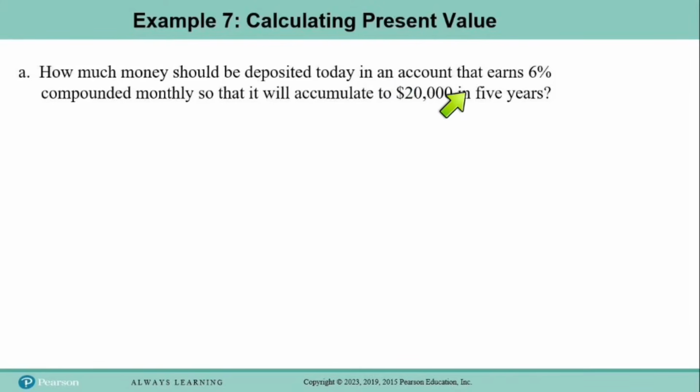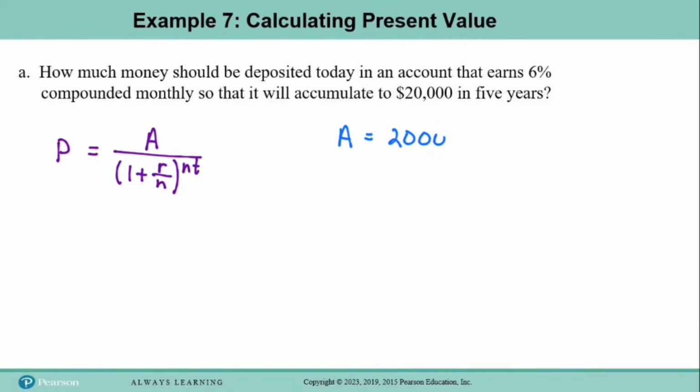Okay, so we want the future value to be $20,000, and we are trying to calculate how much money we need today. So that's present value. Let's go ahead and write down our present value formula, and then we'll pull out each of the numbers that we need. We know that the future value needs to be $20,000. We know that the rate is 6%, so in decimal form that's 0.06. The interest is compounded monthly, so there are 12 months in a year, which means N equals 12. And we're leaving the investment in there for 5 years, so T equals 5.